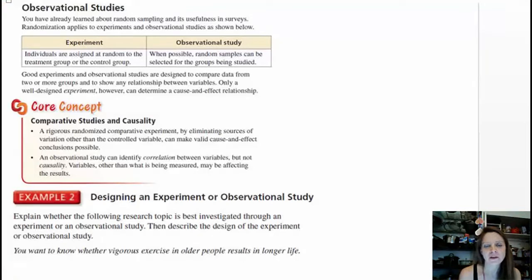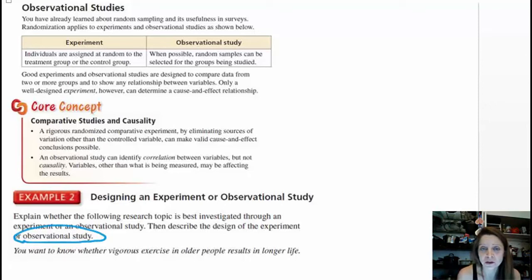Example 2. Explain whether the following research topic is best investigated through an experiment or an observational study. Then describe the design of the experiment or observational study. You want to know whether vigorous exercise in older people results in a longer life. Okay, so the treatment, vigorous exercise, is not possible for those people who are already unhealthy. So it is not ethical to assign individuals to a control or treatment group. That's why we're going to use an observational study.